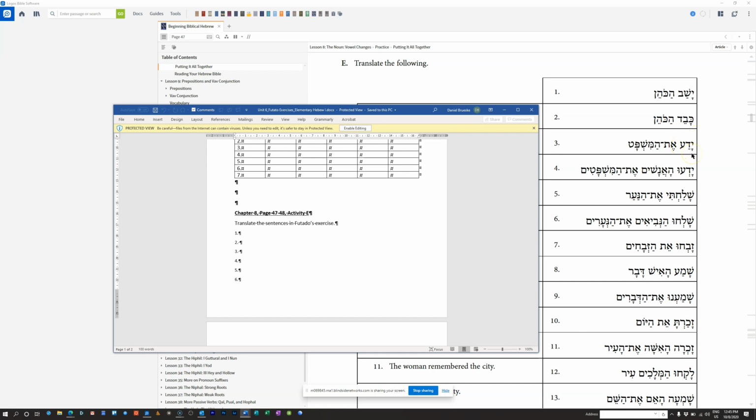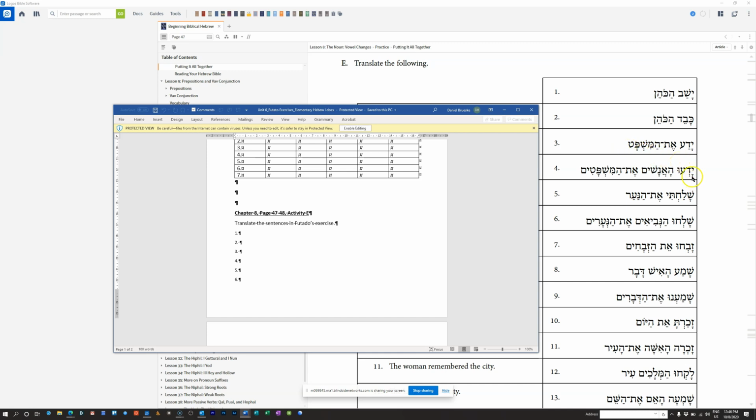We're going to ask, he knew what? The et definite direct object marker tells us what he knew. He knew the judgment or the decision, Hamishpat, depending on how you translate that.